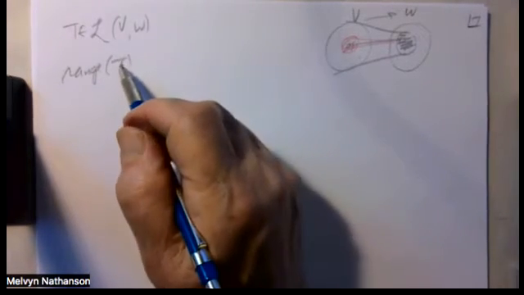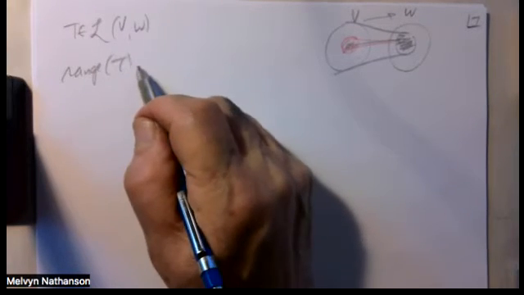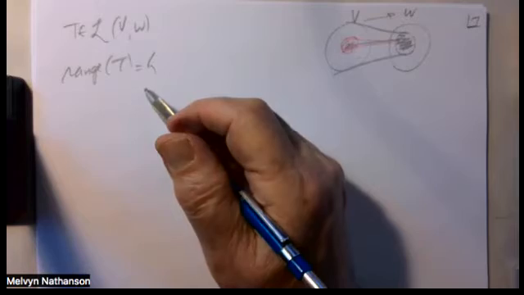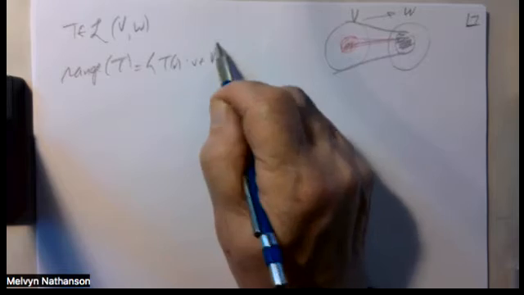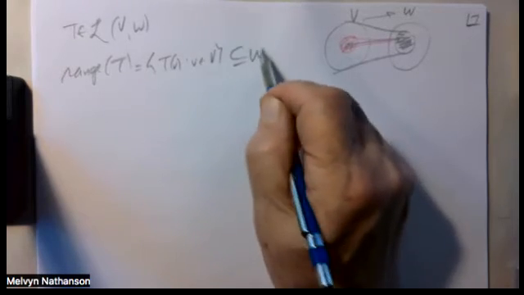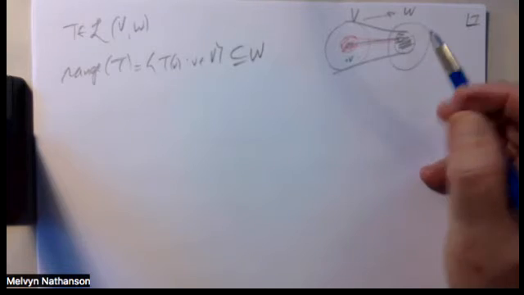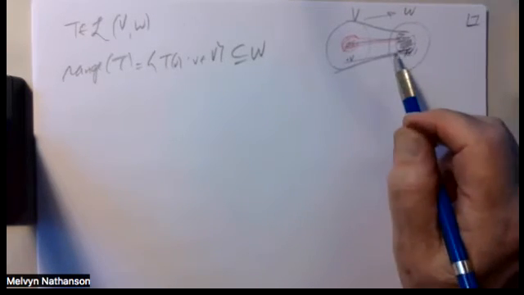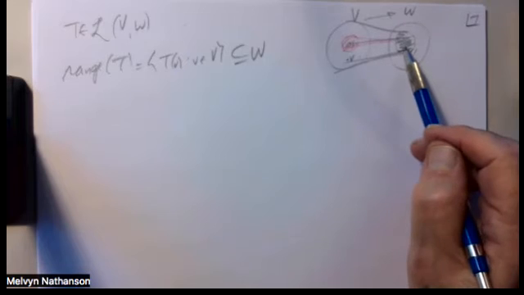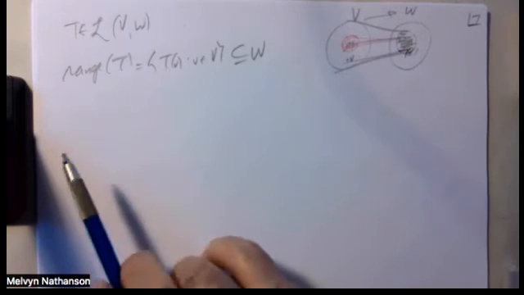So the range of T is the set of all vectors in W of the form T of v. So you take a vector in V, it gets sent to some vector T of v over in W. So all those vectors in W, which are the images of a vector in V, that constitutes the range of T.